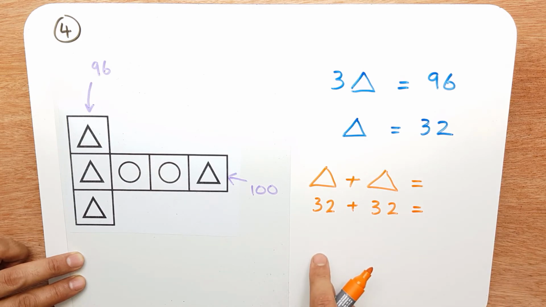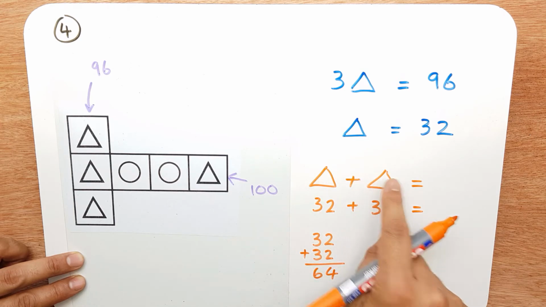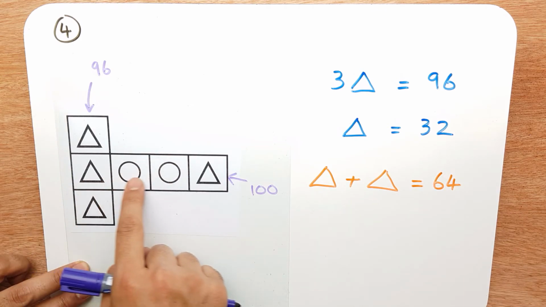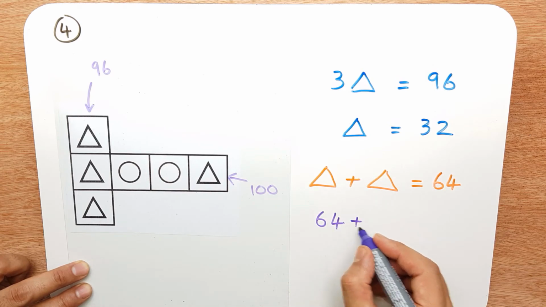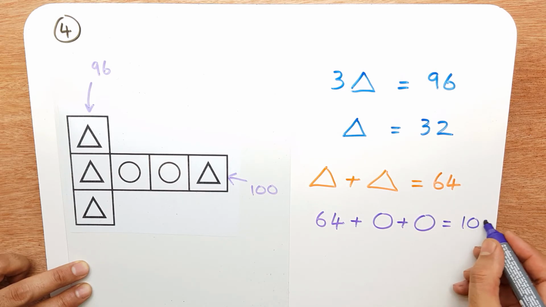So let me go over here and add those in column addition. 32 add 32. 2 add 2 is 4. 3 add 3 is 6. So my answer is 64. I know these two triangles add up to 64. So I can write this here as 64 add one circle add another circle equals 100.